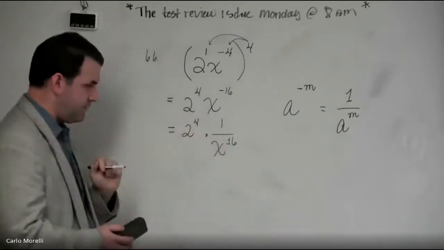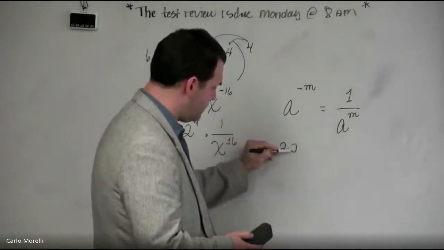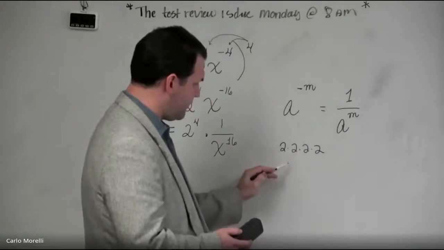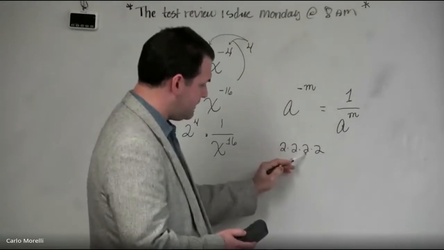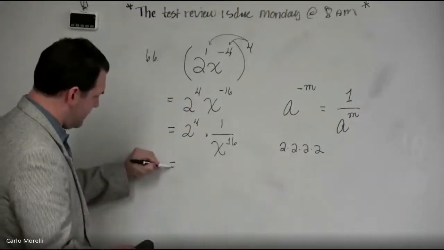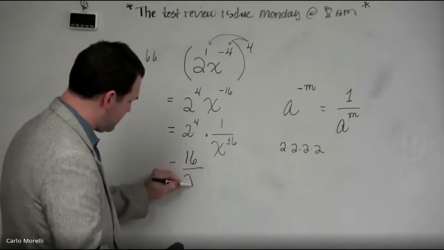Now we've got to deal with 2 to the 4th. That's 2 times 2 times 2 times 2. 2 times 2 is 4. 4 times 2 is 8. 8 times 2 is 16. So we have 16 over x to the 16th power.